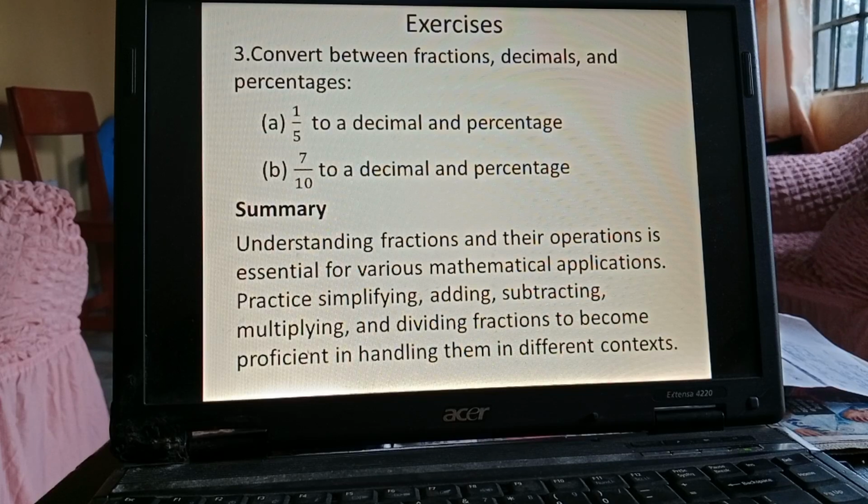And I will summarize by saying this. Understanding fractions and their operations is essential for various mathematical applications. Practice simplifying, adding and subtracting, multiplying and dividing fractions to become proficient in handling them in different contexts.